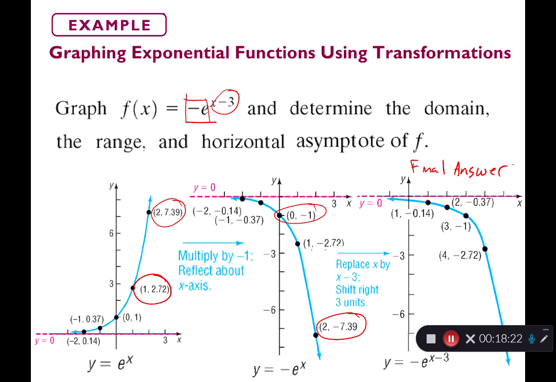Now, a second option for this would be that if you wanted to, you could always make a table of values. However, in this case, the table of values would be increasingly difficult. So definitely know your rules of transformations. It'll make things a whole lot easier.